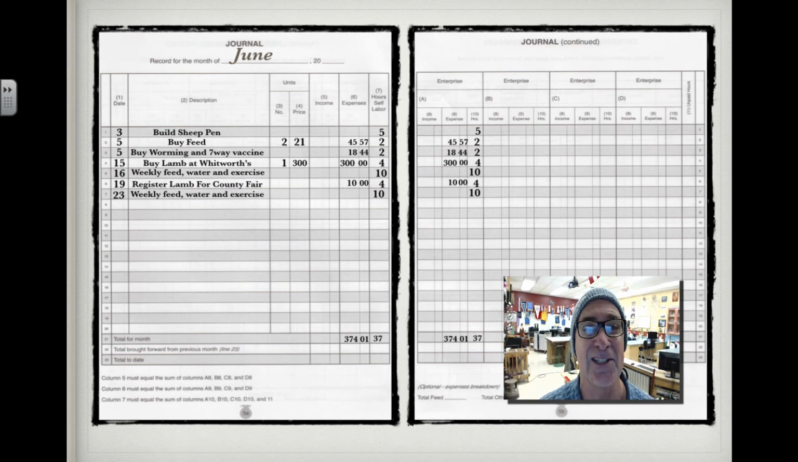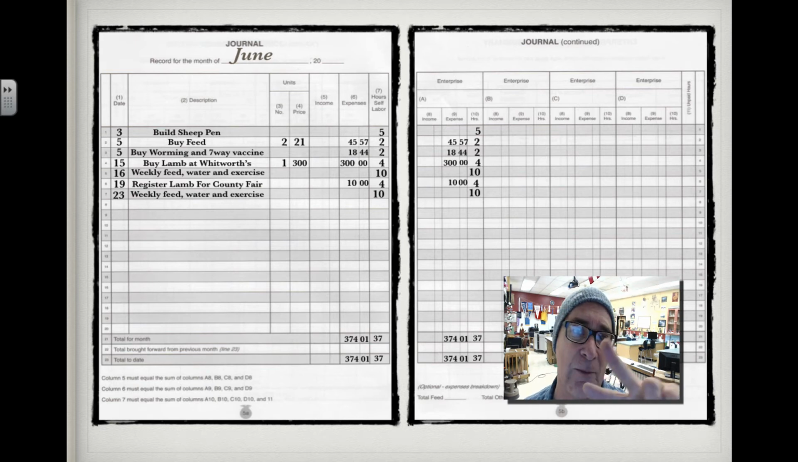Now, because this is the very first entry into your book, you don't have any total brought forward. So when you take a look at the line that says total brought forward, there'll be a 0 there. And then you'll add the 374.01 and the 37 to the zeros, and then you bring your totals over, 37 and 37, 374.01 and 374.01. So those are the entries for June.